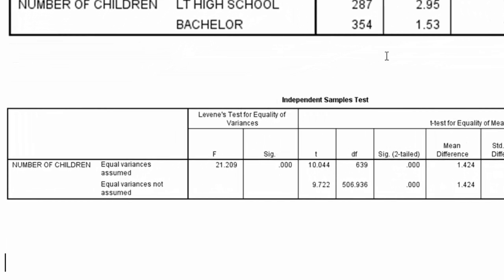First, let's take a look at the issue of equal variances. The first step is to decide whether we're going to look at the row with equal variances assumed or equal variances not assumed. Here's how you tell. There's something called Levene's test for equality of variance, and we're going to look at the significance level for Levene's test. If our significance level is less than 0.05, then we assume that variances are not equal. If we have a significance level that is higher than 0.05, then we assume that variances are equal.